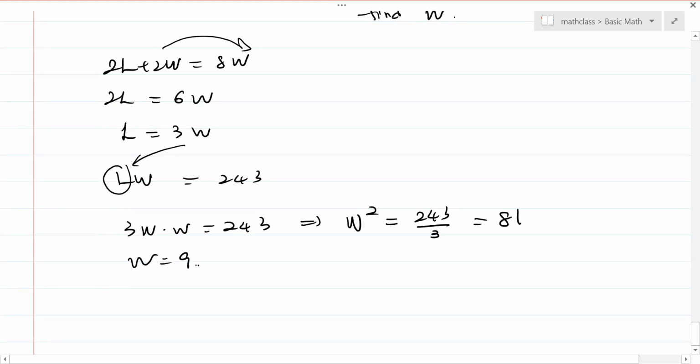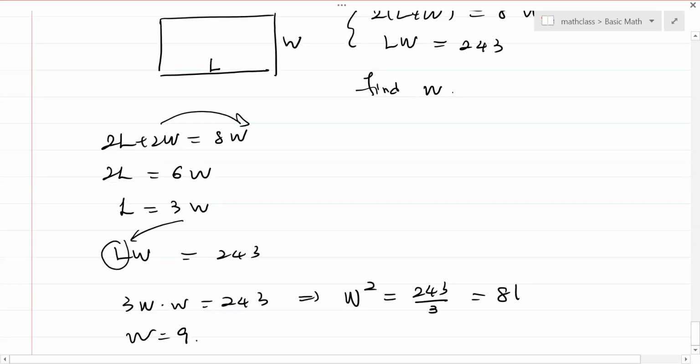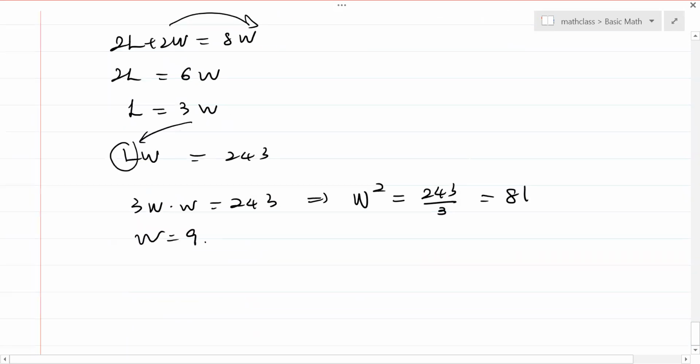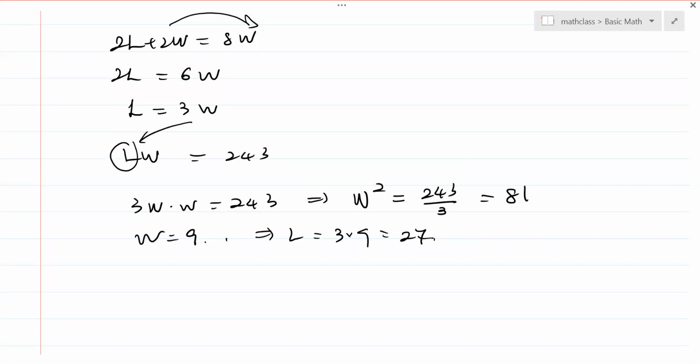So we got two equations, but we can solve them, right? And once you get W, you can also get the length. The length is 3 times 9, which is 27. So this is a rectangle that is 9 by 27.